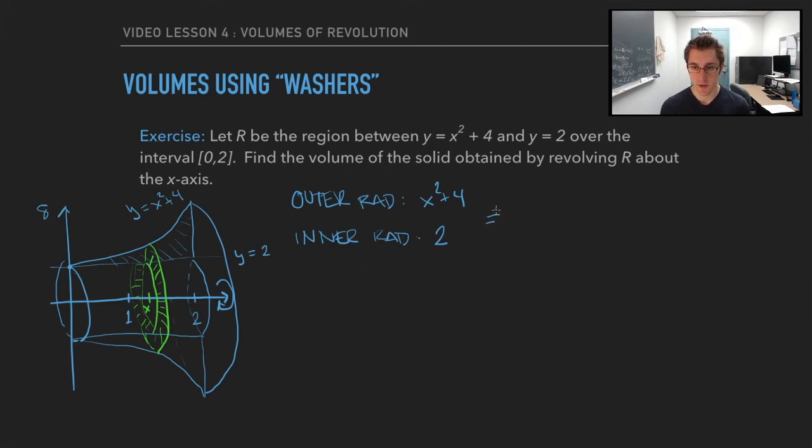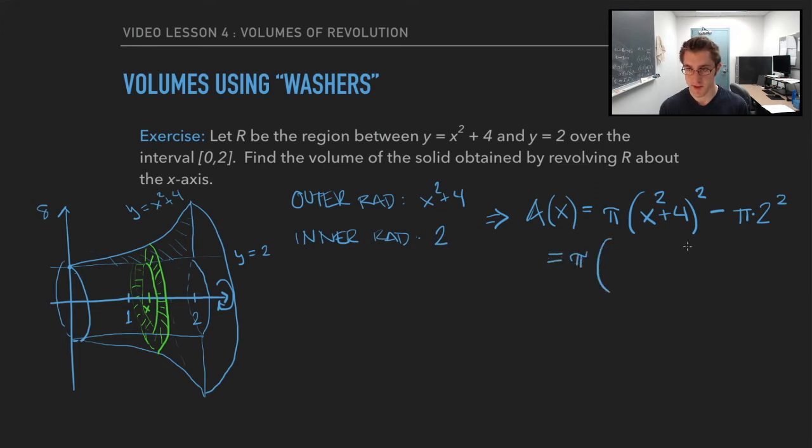And so from this, I get that A of x is pi times the outer radius squared, minus pi times the inner radius squared. I can simplify this a bit before I put it into an integral. I have pi times x squared plus 4 squared, which is x to the 4th plus 8x squared plus 16, and then I'm subtracting 4.